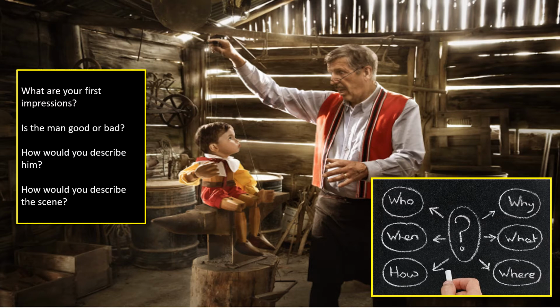So think about those. Think about what the colours tell us. Think about the expression of the man. Think about the way that he's looking at the boy or the puppet, and his body language as well, and also the way that the boy is returning his gaze. He's looking quite serious with a quite fixed expression as well. So lots of things to think about.